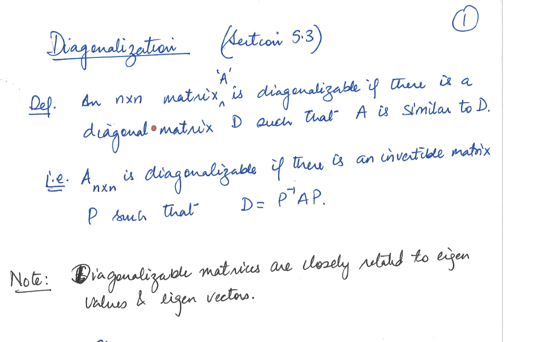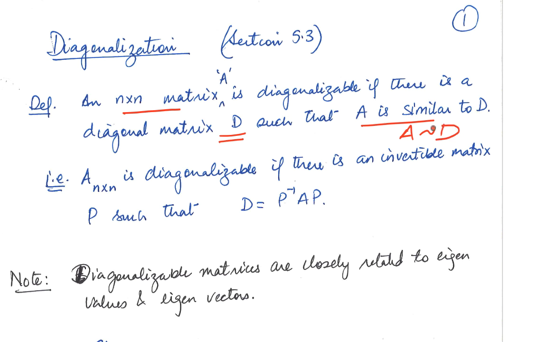An n cross n matrix A is diagonalizable if there is a diagonal matrix D such that this matrix A is similar to D. Remember, in a previous video session on characteristic equations, we talked about similar matrices, and that's what we are looking at. A is similar to D, not B, guys.